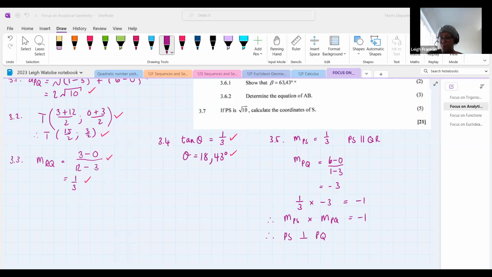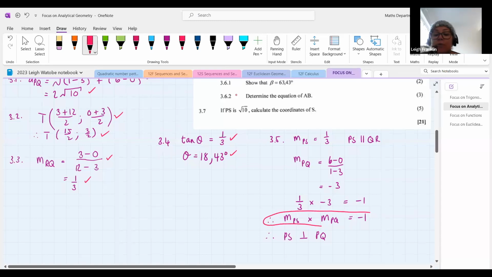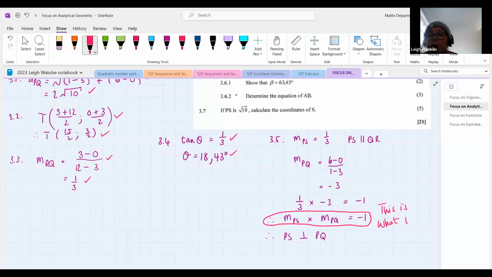If they ask you to prove that lines are perpendicular, you do it by showing that the product of their gradients is -1. You've got to work with the gradient of PS and PQ separately. You cannot write this first. This bit over here does not get written first. This is what we are proving, so it does not come first. Is everybody happy with that?